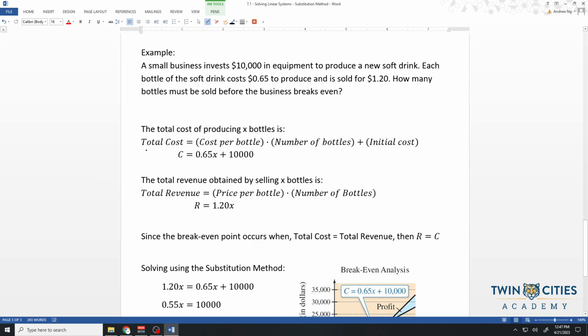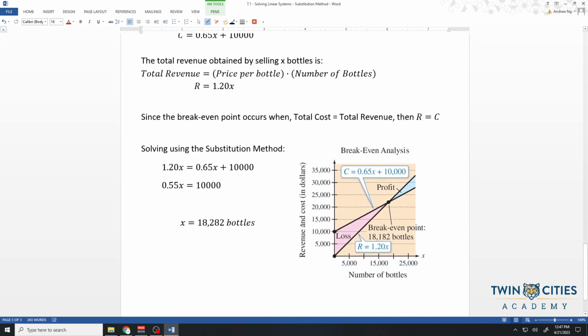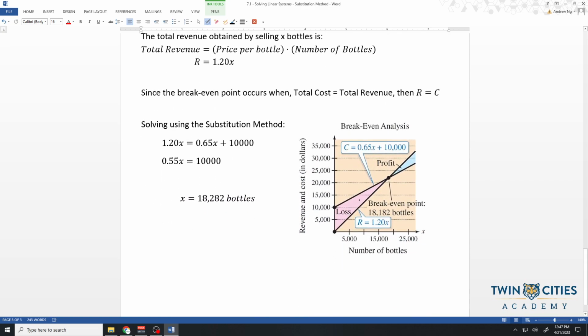The break-even point is when these two things are exactly the same. At what point does my cost equal my revenue so that any bottle sold after that is profit? Well, here's what we would do. I did make a graph of this. Here we've got the cost, and here we've got the revenue. And the intersection, I could find this graphically, or I could use the substitution method, as I've done here, to find that I would need to sell 18,282 bottles in order to reach the break-even point.